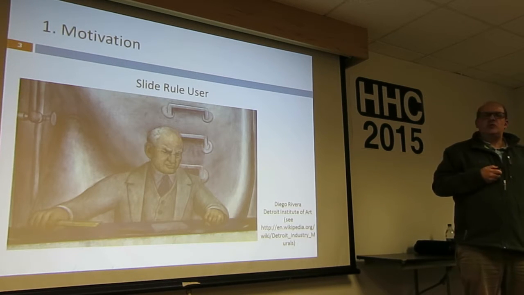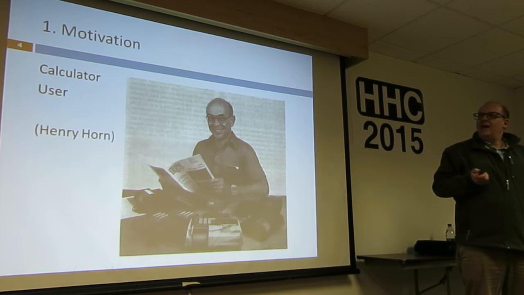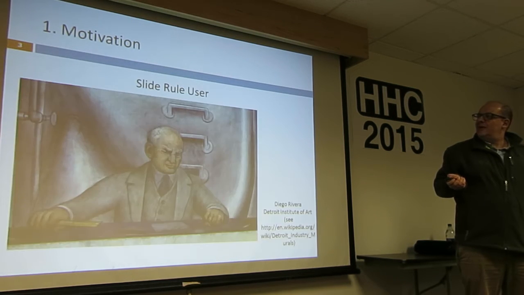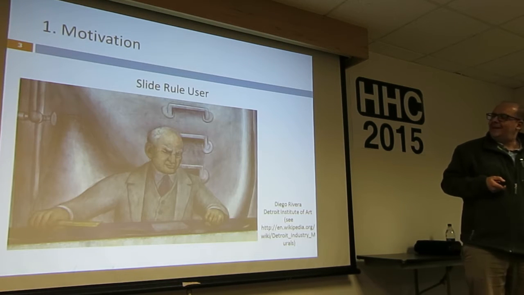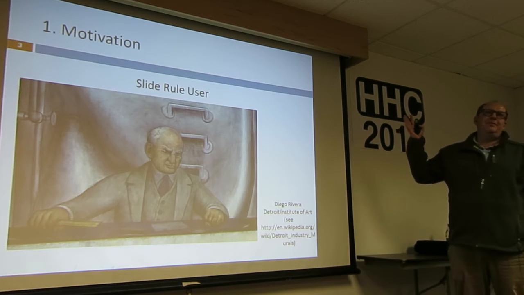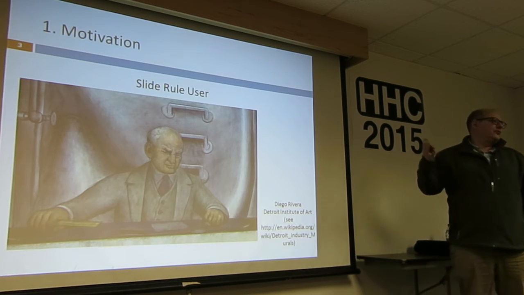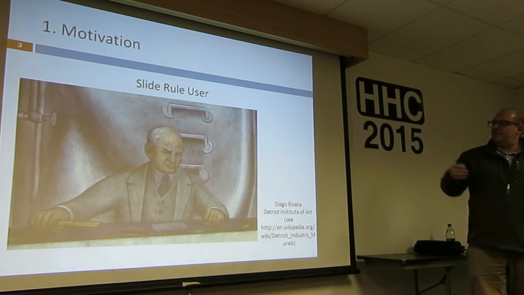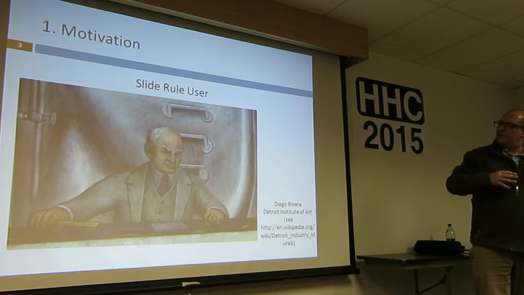So we know this chap, the slide rule user, as depicted by Diego Rivera in Detroit, not a very happy fellow. So calculators, and I was interested why. This is paperwork. People who used slide rules could solve amazing problems. They got us to the moon, and they built the Golden Gate Bridge and everything.